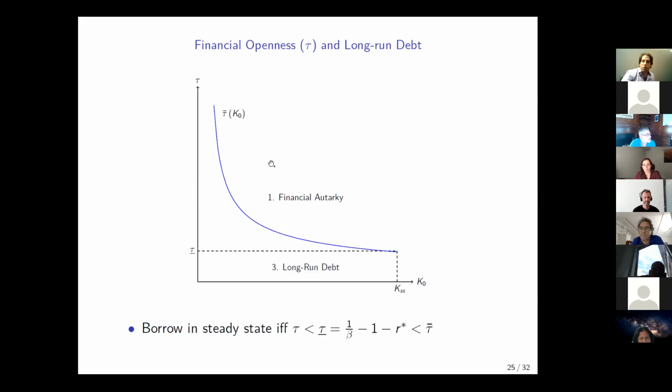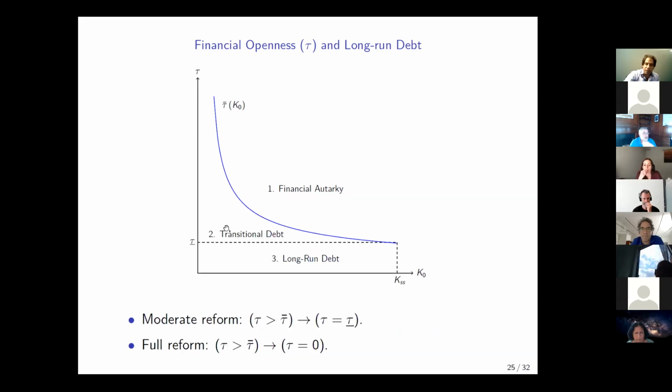Well, in the long run, the return to capital is going to be proportional to 1 over beta. So in fact, you have a parametric condition that tells you that when the level of tau is lower than this tau lower bar, the model can support long run debt, and you're going to have a permanent trade balance. And then what happens in between, in this region here? Well, in this region, you're going to have transitional debt.